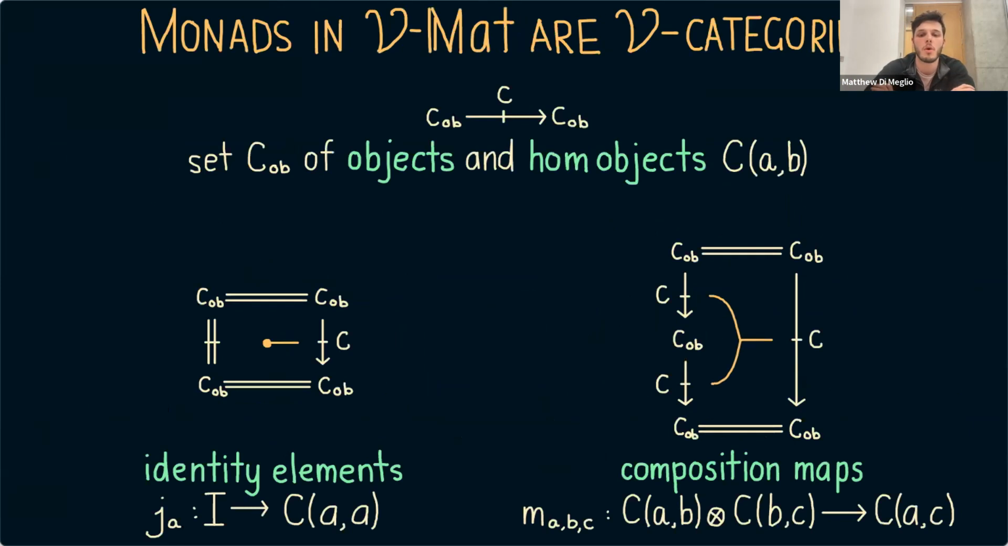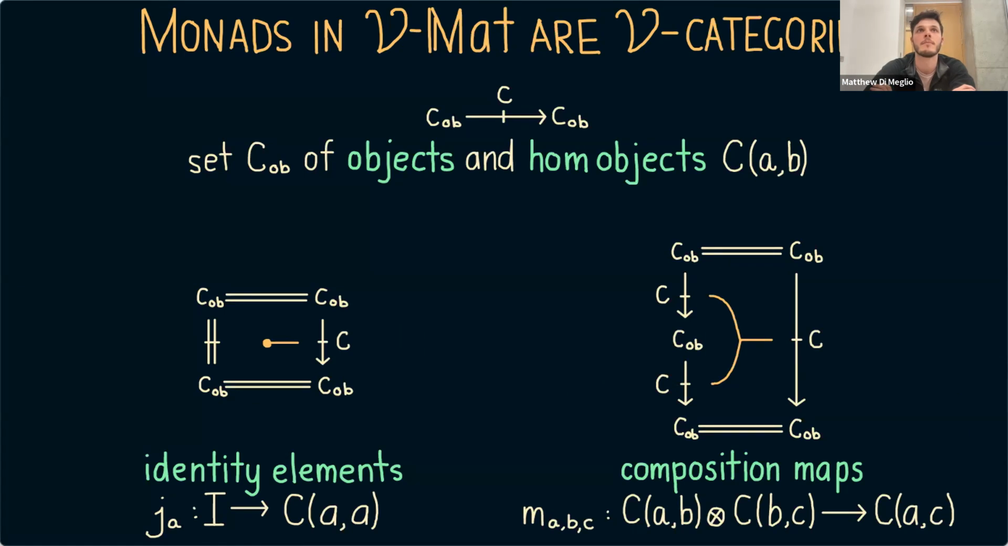But I think more important for the talk is what are some examples of monads in double categories. And so the first double category that we're going to consider is that double category of matrices in V that I introduced before.